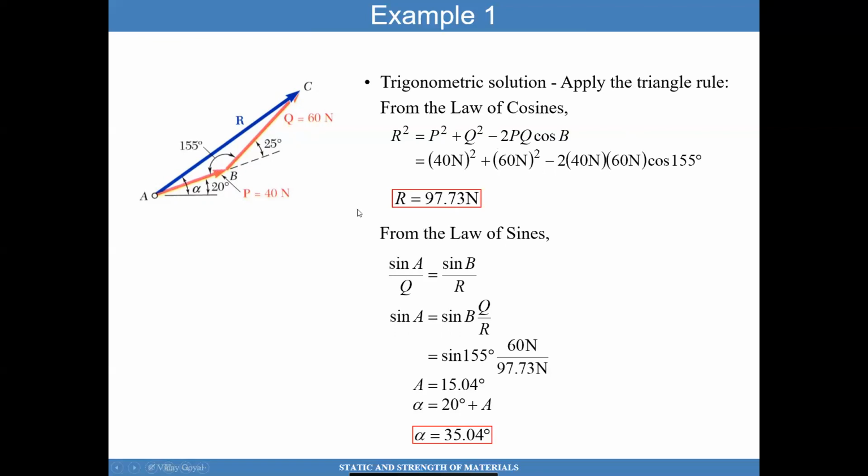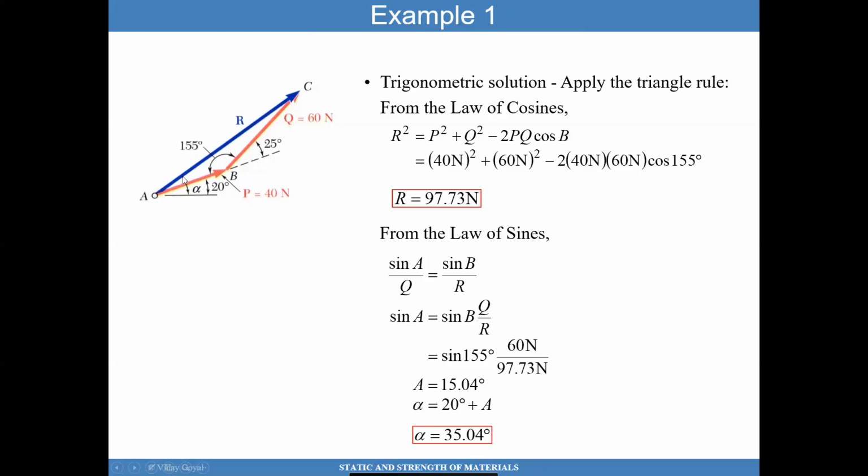From the law of sines, I can take sine of A, this angle here, divided by this magnitude, is equal to sine of B, which is this angle, divided by this resultant. I can solve for sine of A, and so I get Q sine of B divided by R. I know this B is 155, this angle here is 155. I know Q is 60. R is 97.73 from the previous problem. And so now I get an angle A of 15.04 degrees. So that's this angle right here between AB and AC.